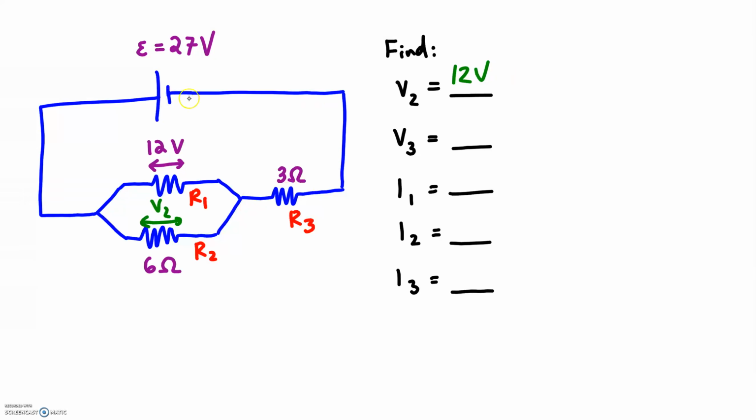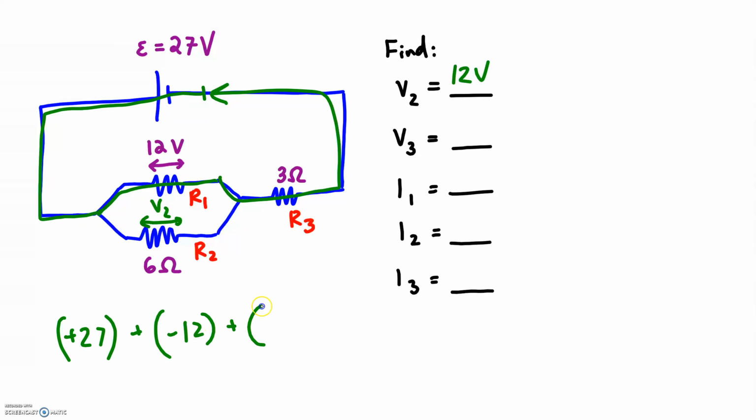Then I can use the loop rule. I'll start here. I gain 27 volts. I'll take the top route. I lose 12, and I lose some last final amount before I get back to where I started. So I'm gaining 27. I am losing 12. I'm gaining some over R3. That all equals 0. And if you solve for V3, what do we get? Let's see. V3 should be negative. That's what I missed, because we're losing potential difference across V3. So I'm going to add V3 to both sides, and this is 15.